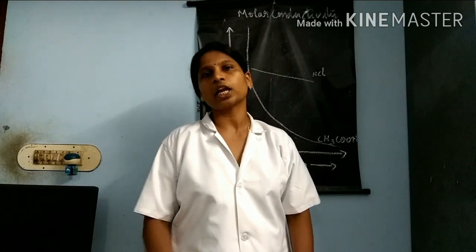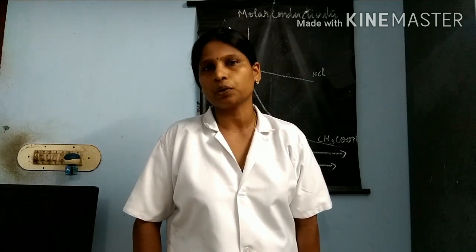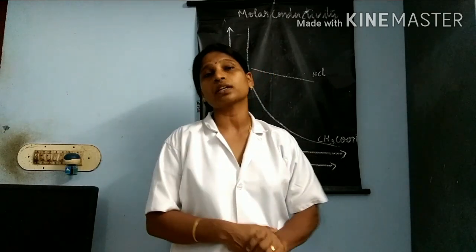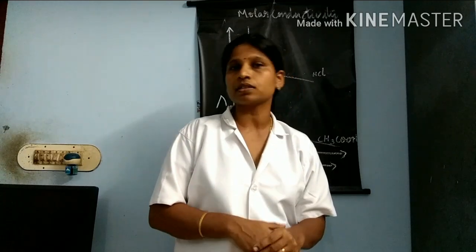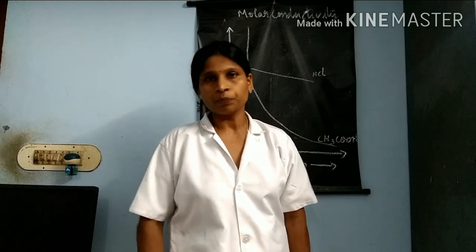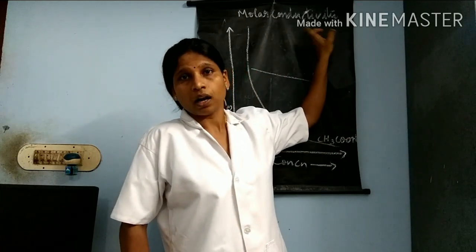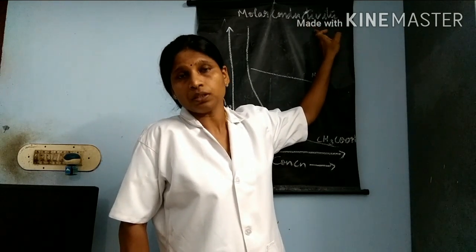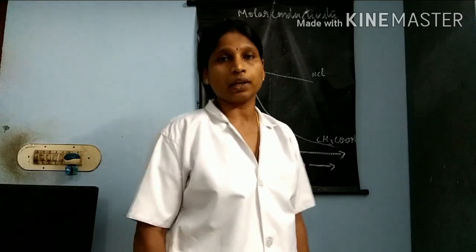The reason is the number of ions per unit volume decreases by dilution. If you are adding more and more water, that means as the dilution increases, the number of ions per unit volume decreases and thereby the normal conductivity decreases. But in the case of molar conductivity, we have to study how the molar conductivity varies with dilution in the case of both strong electrolyte and weak electrolyte.